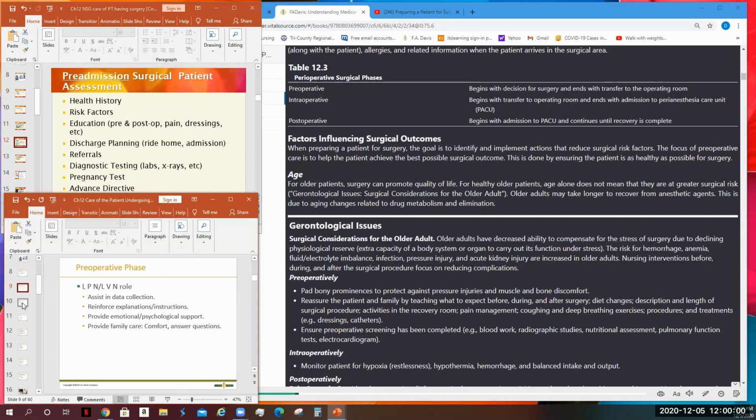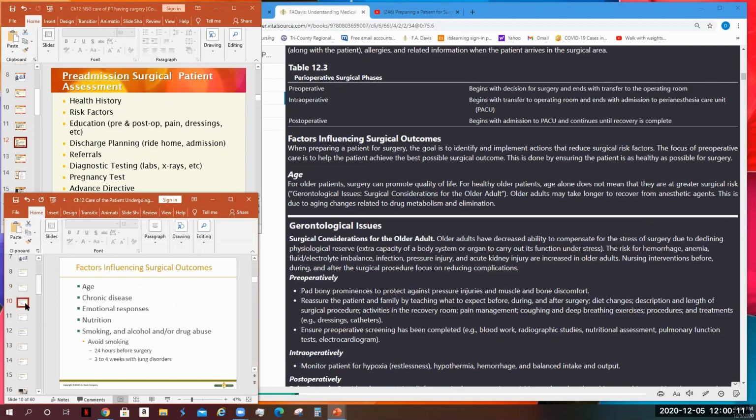Preoperatively, pad bony prominences to protect against pressure injuries and muscle and bone discomfort. Reassure the patient and family by teaching what to expect before, during, and after surgery: diet changes, description and length of surgical procedure, activities in the recovery room, pain management, coughing and deep breathing exercises, procedures, and treatments such as dressings and catheters.